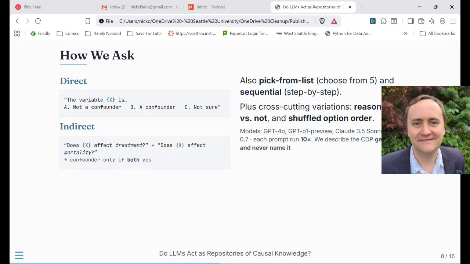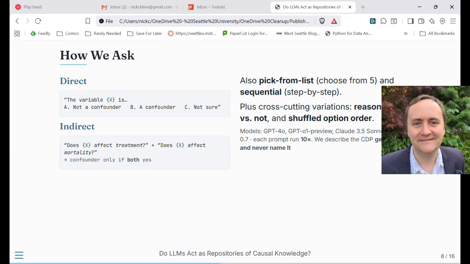So the first way we do is just direct. We say, hey, here's the variable, here's the setting. Is this a confounder or not? And crucially here, by the way, we are not telling it that it's from the Coronary Drug Project, but we are saying, hey, this is about some medicine, you take it or not. We think there's some confounding. Do you think this is a confounder in this setting? So that's the direct approach. We just ask if it's a confounder.